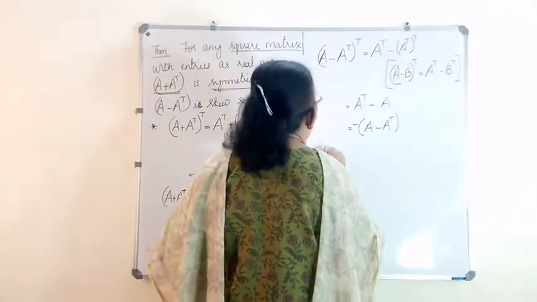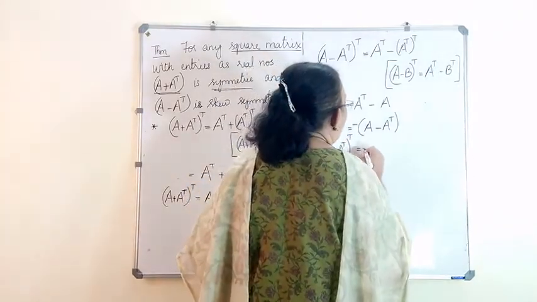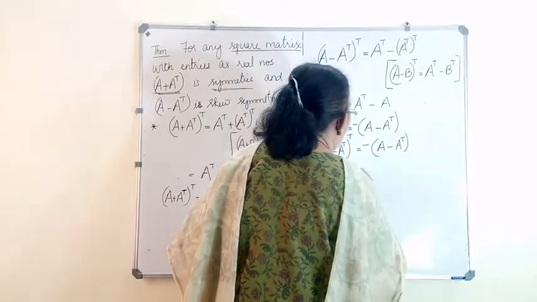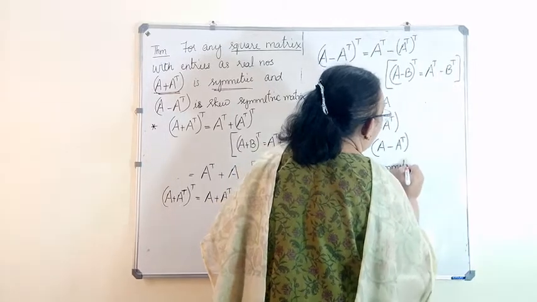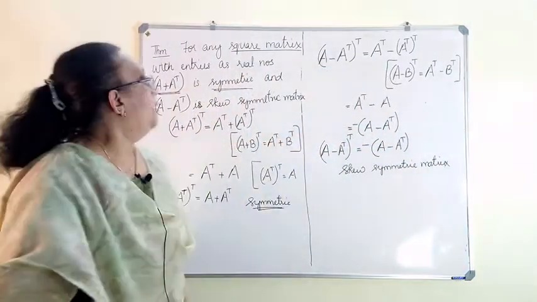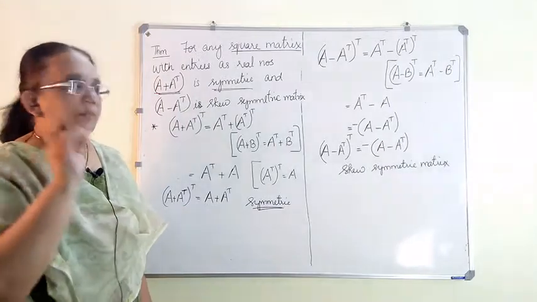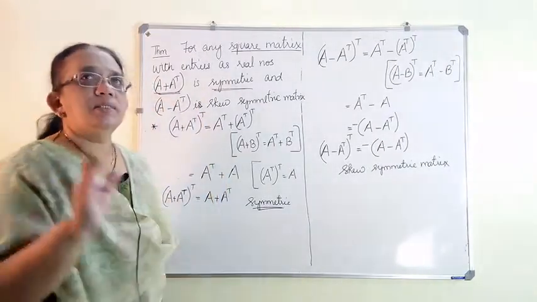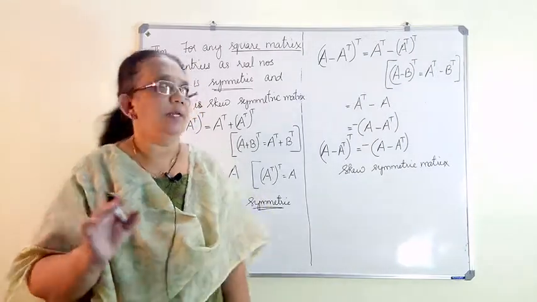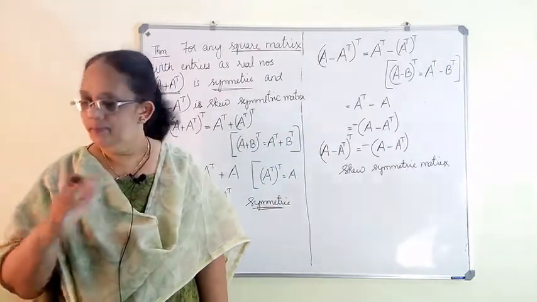So, what is the result you have got? A minus A transpose, this is your matrix. When you take the transpose, you are getting the negative of the matrix. So, that means the difference becomes a skew symmetric matrix. So, for any square matrix with entries as real numbers, A plus A transpose is symmetric. Keep in mind, symmetric. A transpose is equal to A, and A minus A transpose is skew symmetric. This is a very important property. I hope you understood this and all of you are writing along with me. Okay?